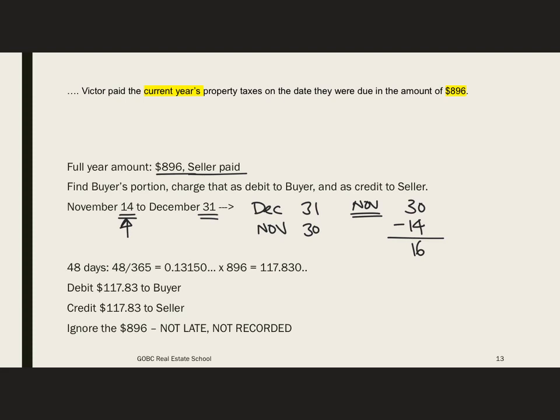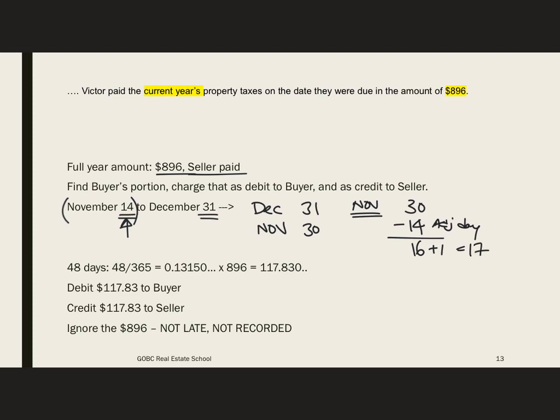So if she moves in on the 14th and we subtract those 14 days off, then there are 16 days left in the month. But for this chapter, you need to remember that the buyer is always responsible for the actual adjustment day, and we just subtracted that adjustment day off by doing the 30 minus 14, so we need to actually add it on to get 17 days.